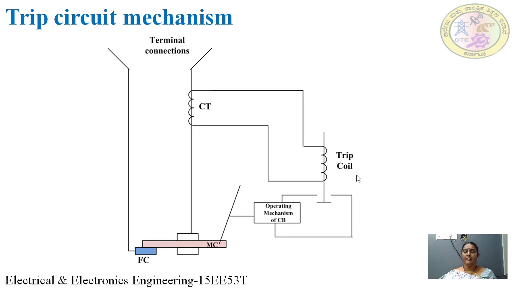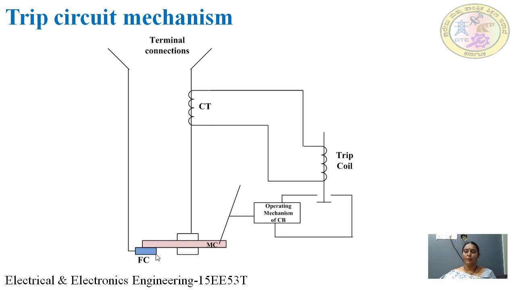There is a trip coil of a circuit breaker, and there is a relay circuit. The relay circuit, after getting sufficient energy, closes the trip coil circuit. Because of the closure of the relay circuit, there is an energization of the relay coil circuit. Because of the energization, the moving contact moves away from the fixed contact. This will give an opening of the moving contact from the fixed contact.